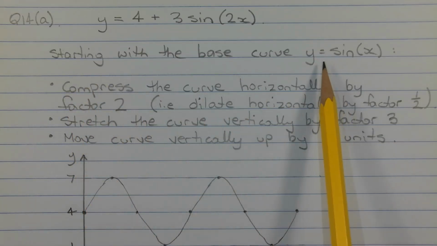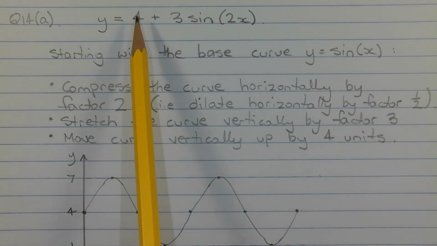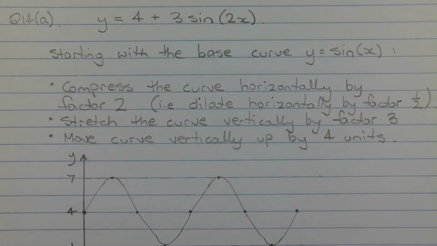Let's start with the base curve y equals sine x and then consider the effect that the values 4, 3 and 2 have on this base curve. Now the graph of y equals sine x is a sine curve with period 2 pi, minimum value is -1, maximum value is 1, and we have an idea of what that looks like if we were to graph it.